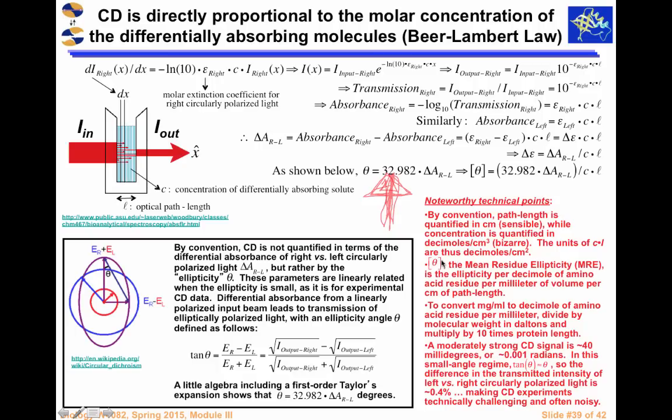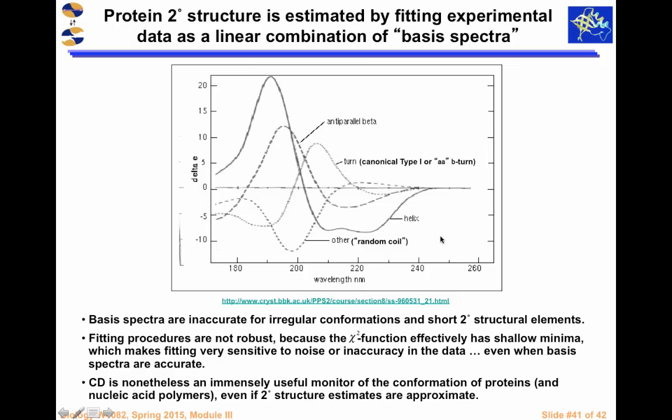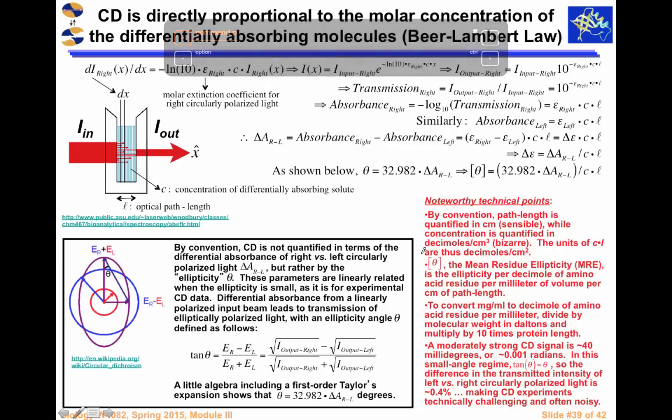Okay, so this is supposed to be mean theta. Theta is ellipticity. I'll talk about that in a moment. The mean residue ellipticity is the ellipticity per decimole of amino acid residue per milliliter of volume per cm of path. You have to put your data in this weird format to put it in analysis programs, including the analysis program written by the group that put the website online that didn't have the data properly normalized. So again, this point tells you how to properly normalize your data into mean residue ellipticity, which is what you need to do to analyze it. And then there are some other instructions provided down here.